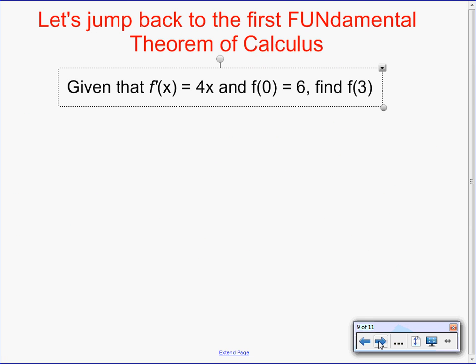Now, I kind of want to reminisce about the first fundamental theorem of calculus. Let's say we know our derivative is 4x, and we know our function value at 0 is 6. How can we find a different function value? We can do this one of two ways, and I'm going to show you both. This is what's on your worksheet that I'm supplementing your homework with. So, the first way.